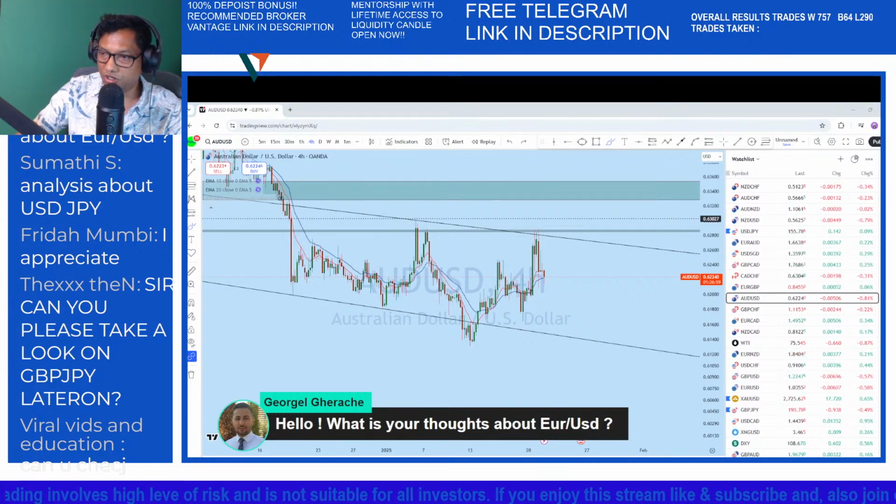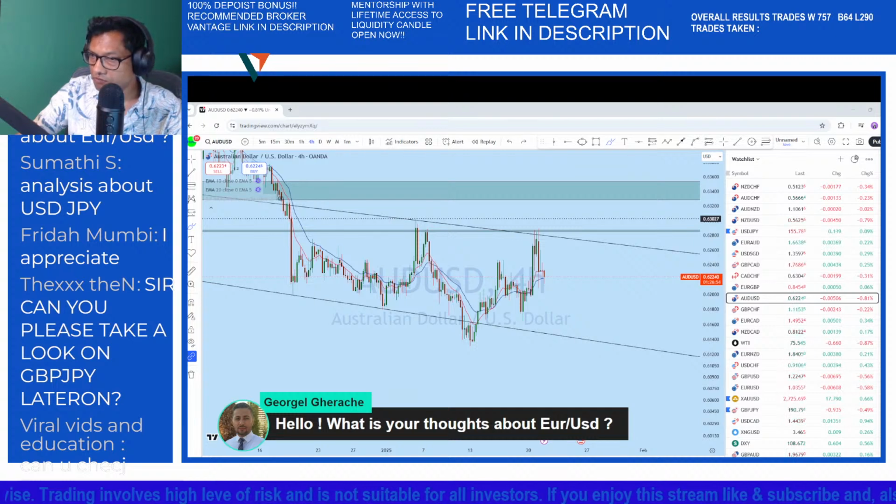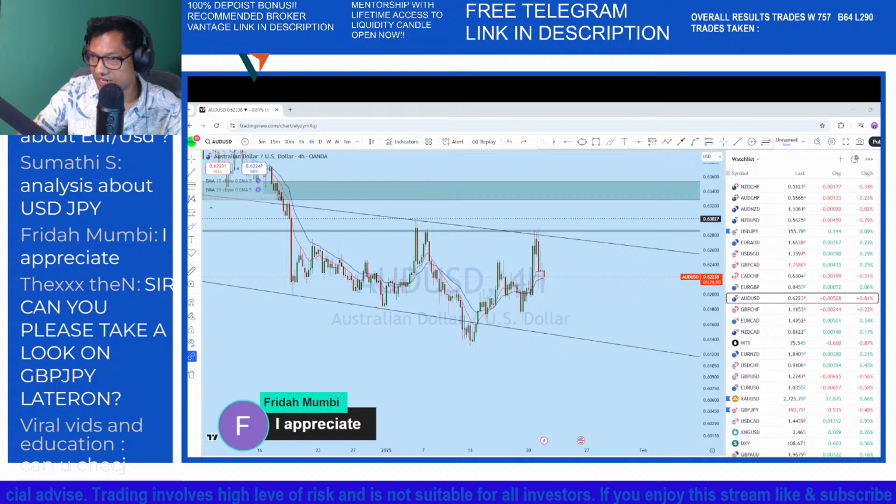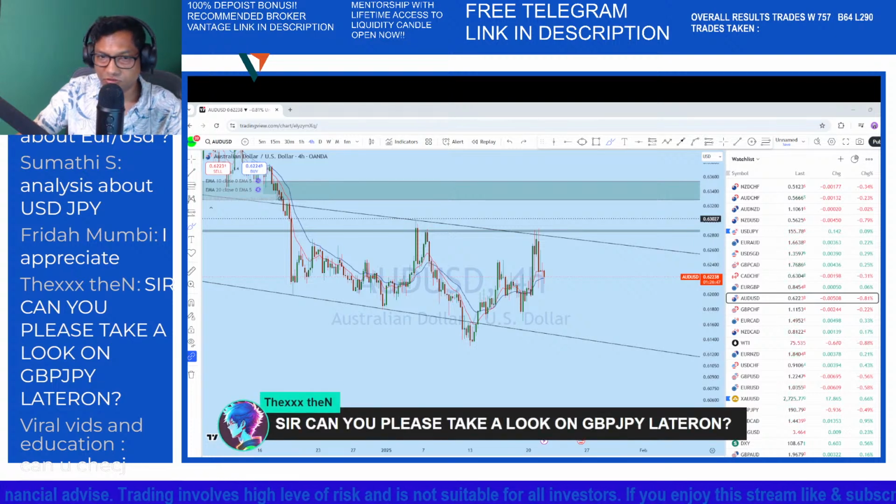Okay guys, trading is all about probability. Analysis about dollar yen, appreciate, thank you. Can you please take a look at GBPJPY later on? We are in a trade on GJ, which is basically almost at entry.